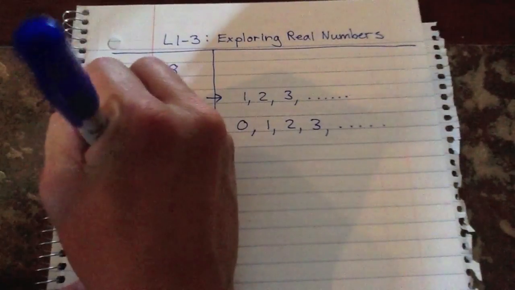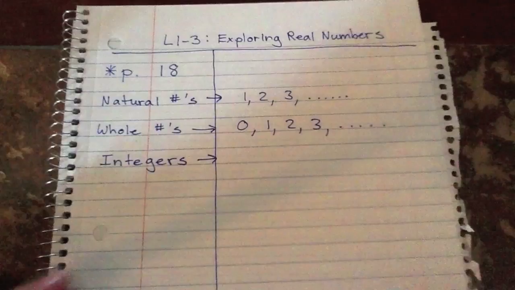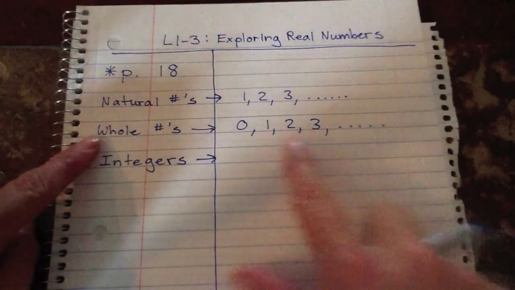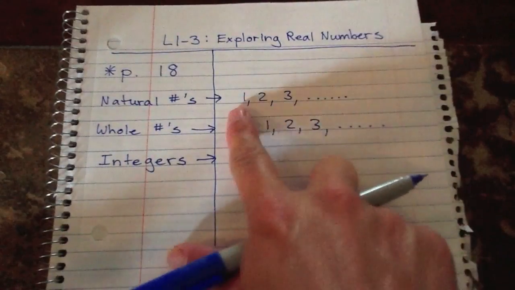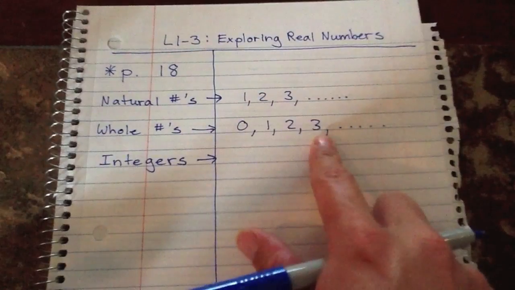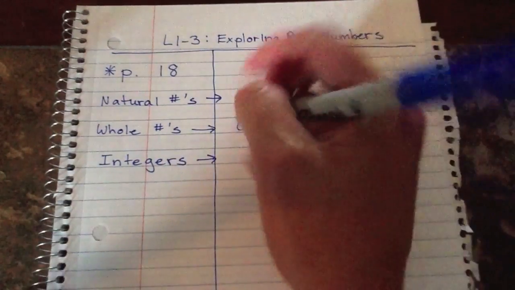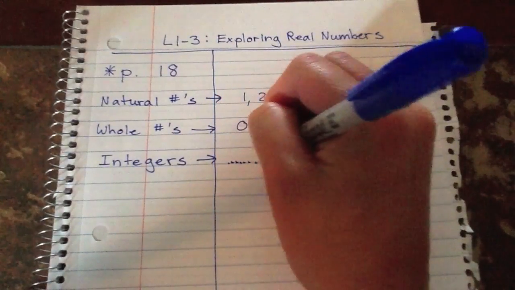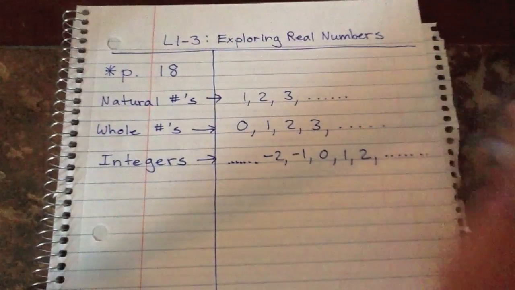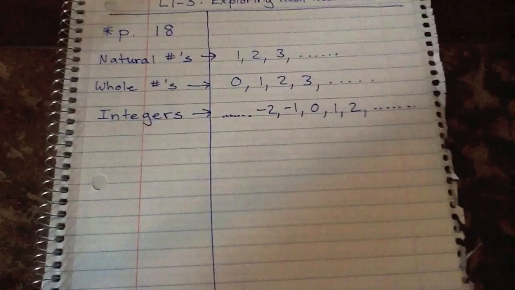Integers, again, these are all real numbers. Every one of these falls under the big category of real numbers. And within real numbers we have whole numbers, which are 0 and up. We have natural numbers, which are 1 and up. We have integers. Integers are all of the natural and whole numbers, but also including all of the negatives. So everything, and then -2, -1, 0, 1, 2, and then everything from there. All of our counting numbers with negatives included.